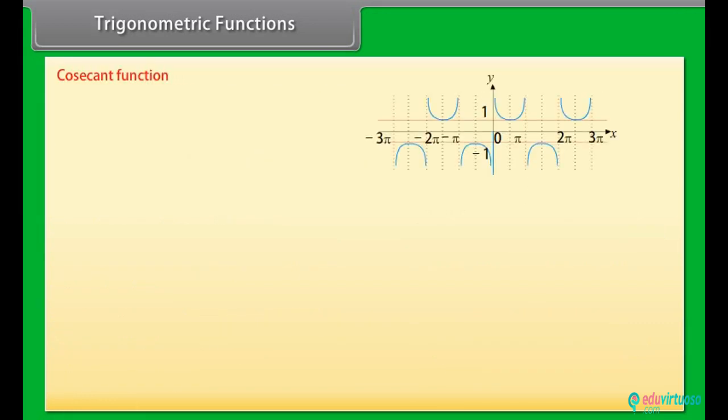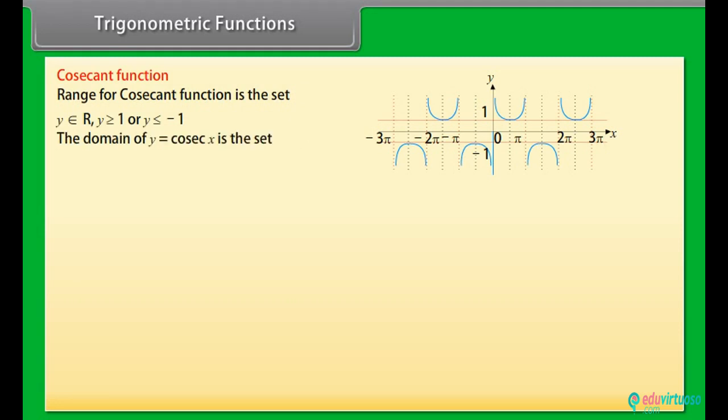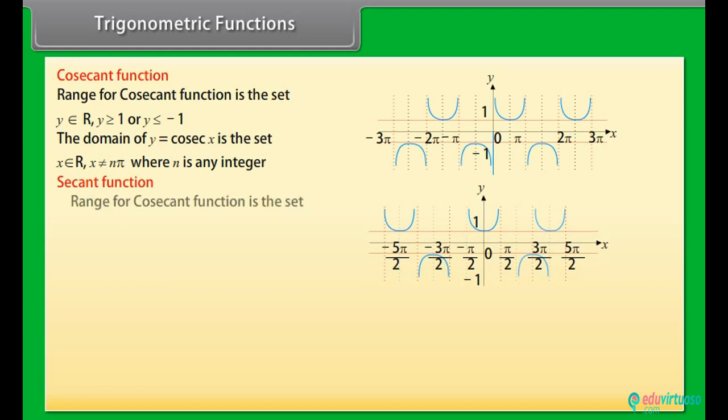Cosecant function. The range for the cosecant function is the set y belongs to real numbers, y greater than or equal to 1, or y less than or equal to minus 1. The domain of y equals cosec x is the set x belongs to real numbers, x not equal to n pi, where n is any integer. Secant function. The range for the secant function is the set y belongs to real numbers, y less than or equal to minus 1, or y greater than or equal to 1.